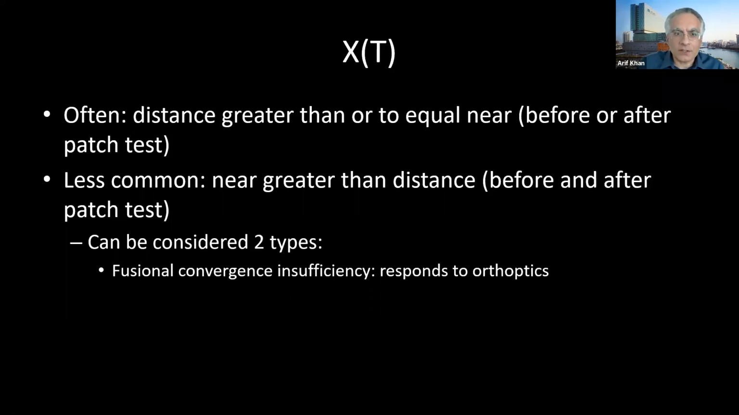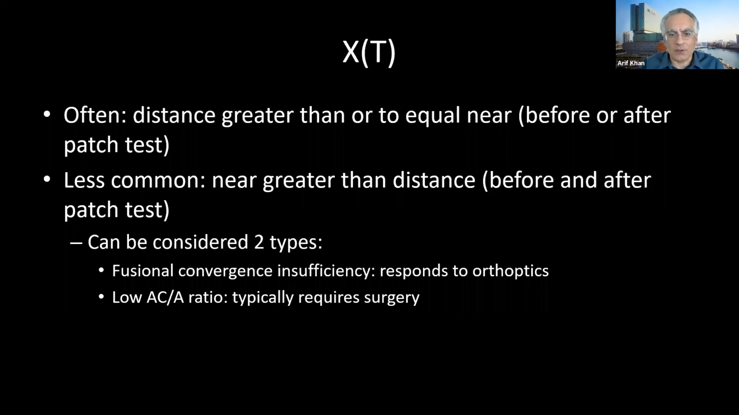The other type of intermittent exotropia with near greater than distance is the low ACA ratio. And this is probably one of the worst types of intermittent exotropia because they're difficult to control and they typically require surgery, and the surgical results are not as good as the other forms of intermittent exotropia. These patients with the low ACA ratio typically have an exotropia at distance and at near. The fusional convergence type, typically in the distance, they're more or less straight. They just have their problem at near.